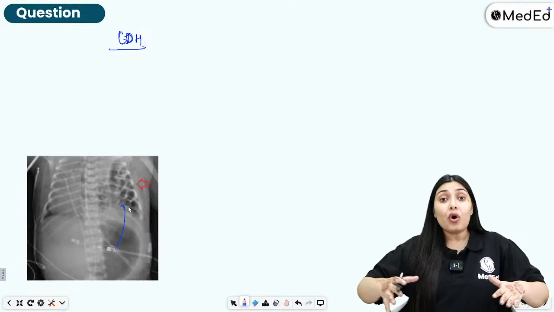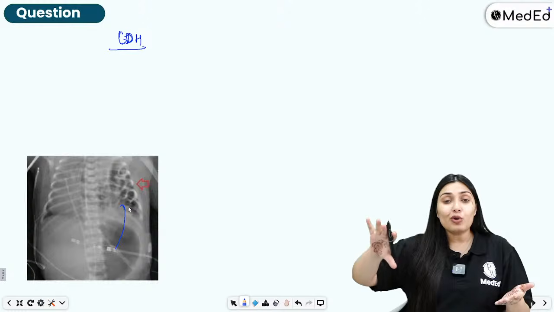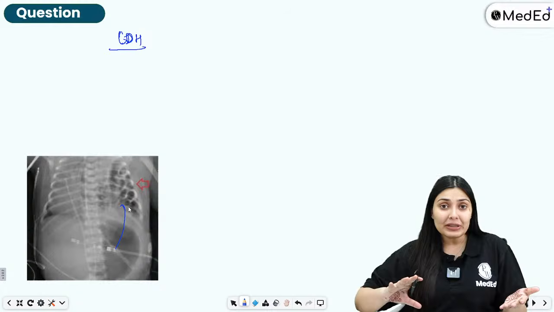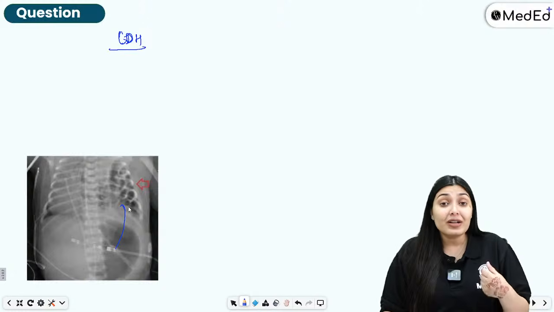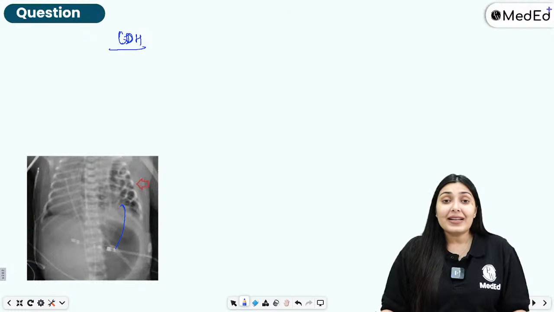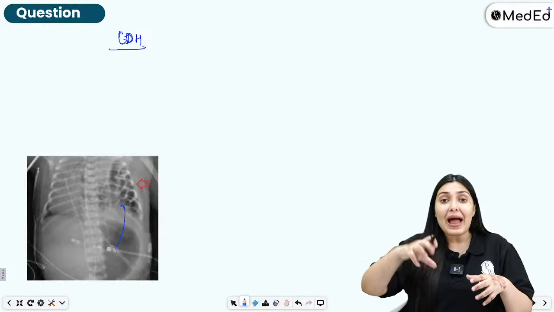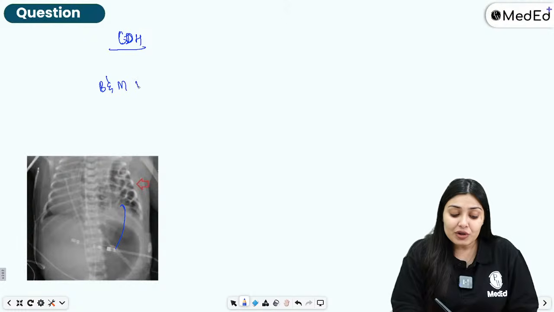And because the contents of the abdomen have migrated into the thorax, the abdomen will look hollow. This is scaphoid abdomen. And on auscultation, you will hear the sounds of the gut, the gurgling sounds. So this is congenital diaphragmatic hernia. The importance here is that I should not give bag and mask ventilation. Bag and mask ventilation is contraindicated in congenital diaphragmatic hernia.